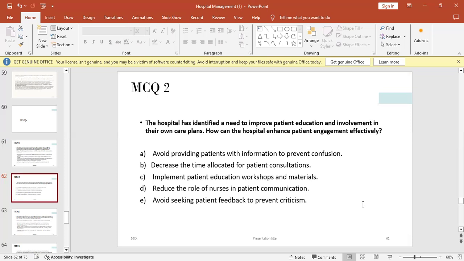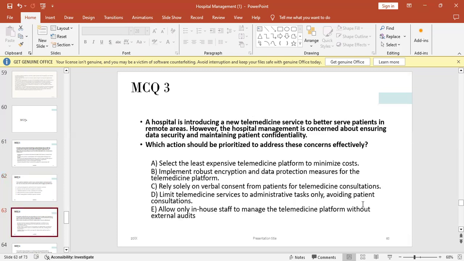It's C, implement patient education workshops and materials. Third MCQ is, a hospital is introducing a new telemedicine service to better serve patients in remote areas. However, the hospital management is concerned about ensuring data security and maintaining patient confidentiality. Which action should be prioritized to address these concerns effectively?